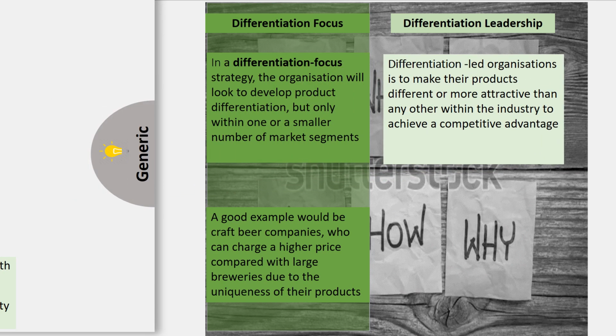Differentiation leadership, well, differentiation-led organizations aim to make their products different or more attractive than any other within the industry to achieve a competitive advantage. There are different ways to gain a competitive advantage. It could be down to their marketing, their branding and their perception, even the slickness of their product. Apple have differentiation leadership. They differentiate in terms of their branding and their functionality, constantly developing and increasing the functionality, looking at the needs of customers and seeing how they can differentiate their products from another.